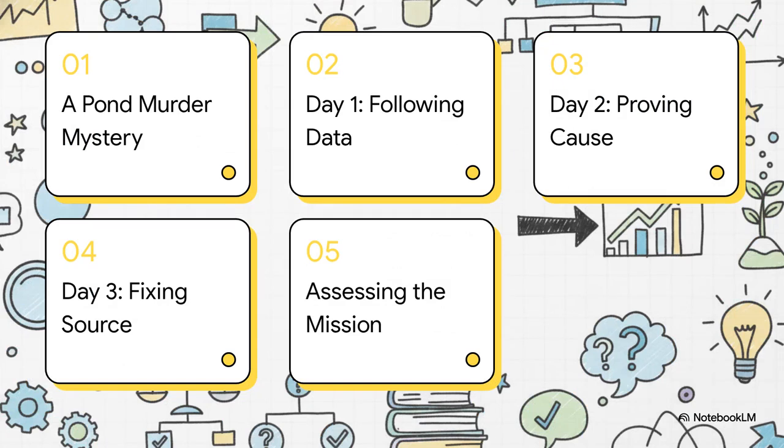So here is our mission briefing for today. We're going to start with Section 1, a pond murder mystery. Then Section 2 covers Day 1, following the data. Next up is Section 3, Day 2, proving the cause. Section 4 tackles Day 3, fixing the source, and finally, Section 5 looks at assessing the student mission. Let's get right into it.